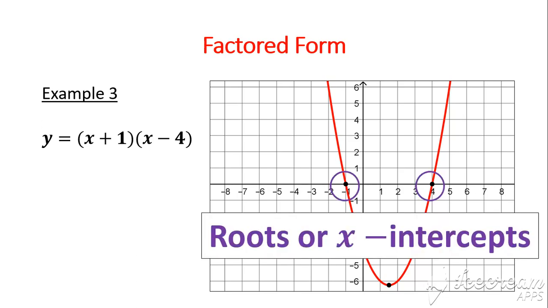How would you find the roots and intercepts if you were given just the rule, not the graph? Well, that's easy. If you see a +1 in the brackets, you know the first root is at -1. And if you see a -4 in brackets, you know the other root is at +4. So that's how you find your roots.